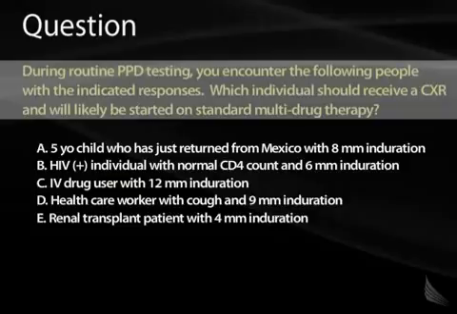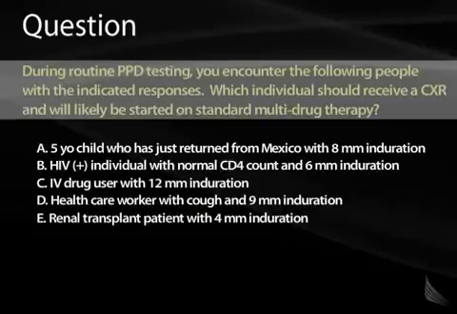So A, a 5-year-old child who has just returned from Mexico with 8 millimeters of induration. So we have somebody who is young but otherwise healthy, and they've been to Mexico without any real contacts, and she has 8 millimeters of induration. So this would be a medium risk.